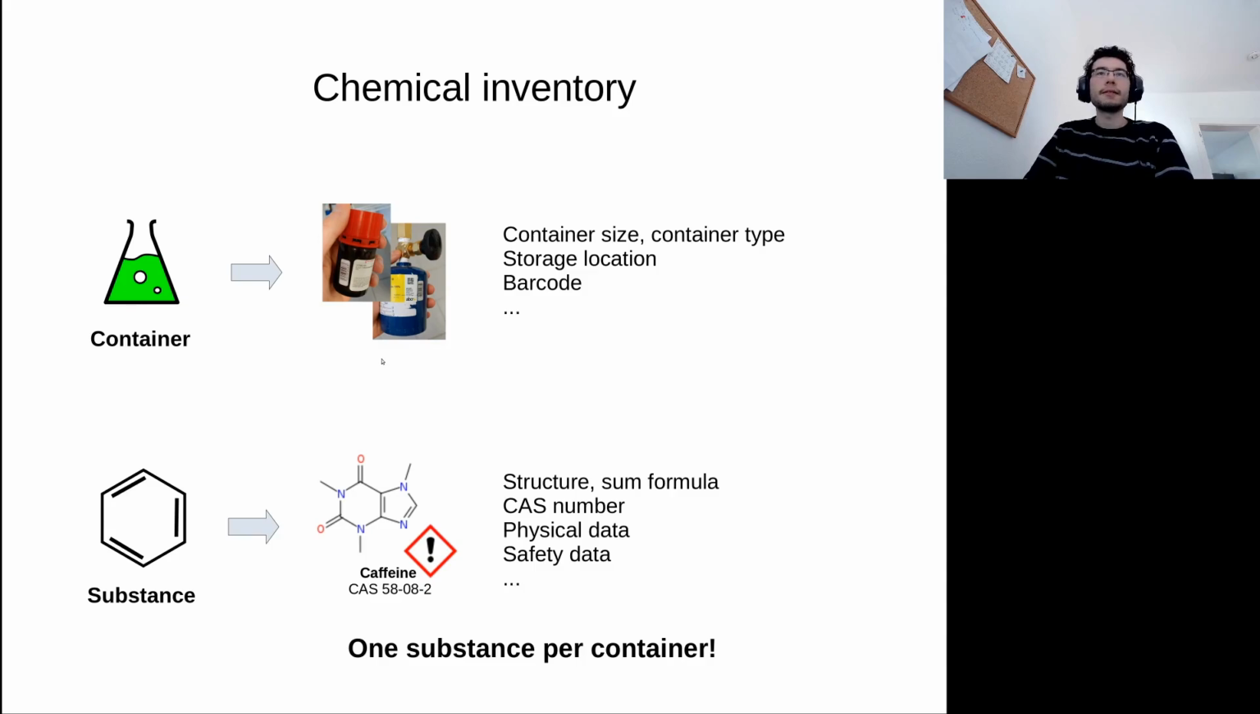Whereas a substance represents a chemical substance such as a chemical compound or a mixture of chemical compounds, and the table for substances stores data such as the structure, sum formula, physical and safety data, CAS number, etc. Each container is assigned exactly one substance, but of course there can be several containers of the same substance in the chemical inventory.